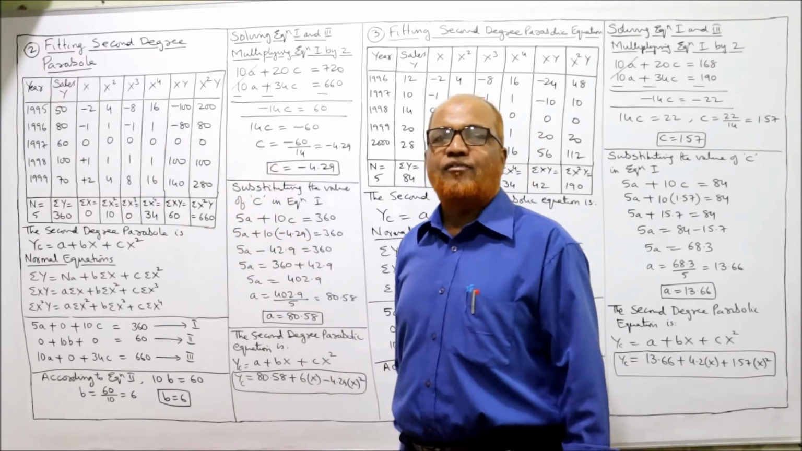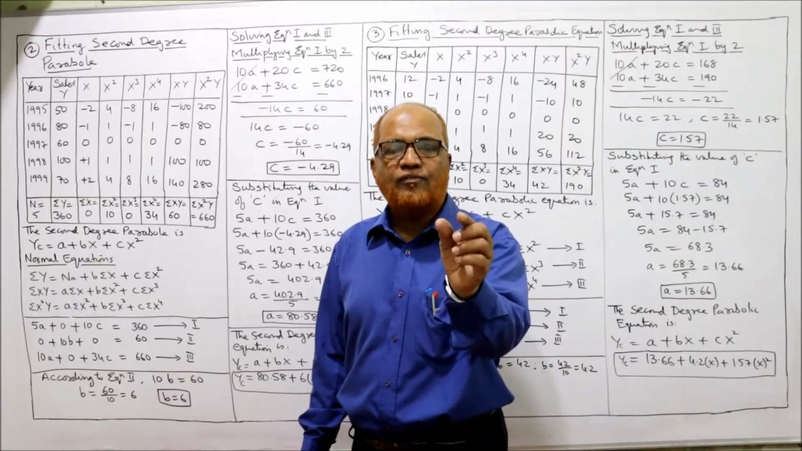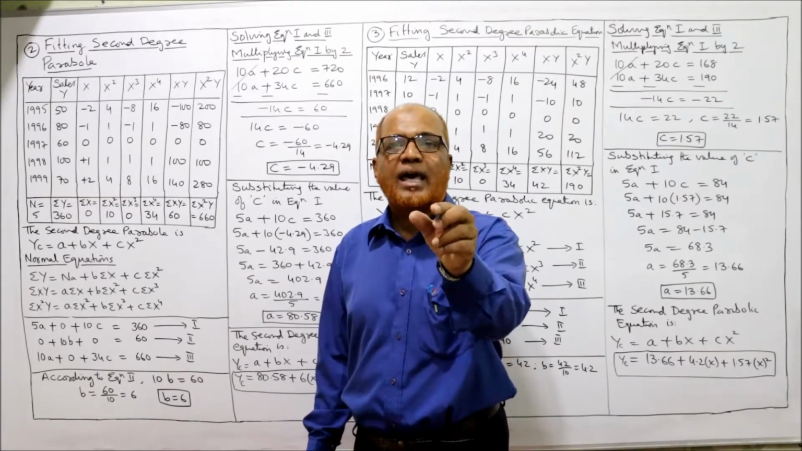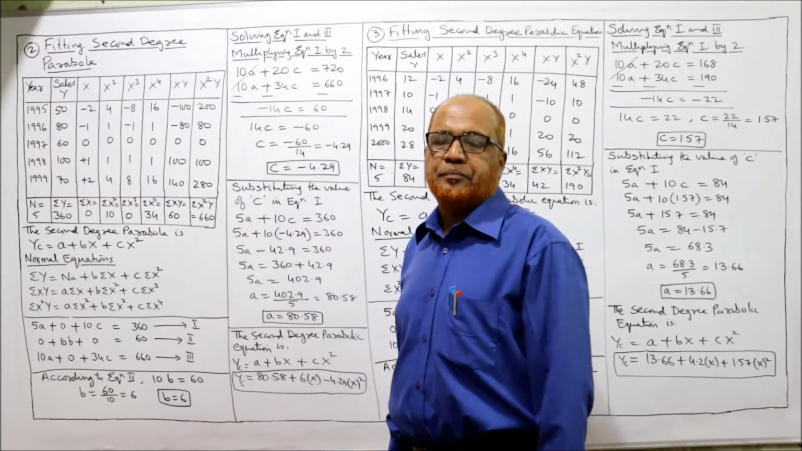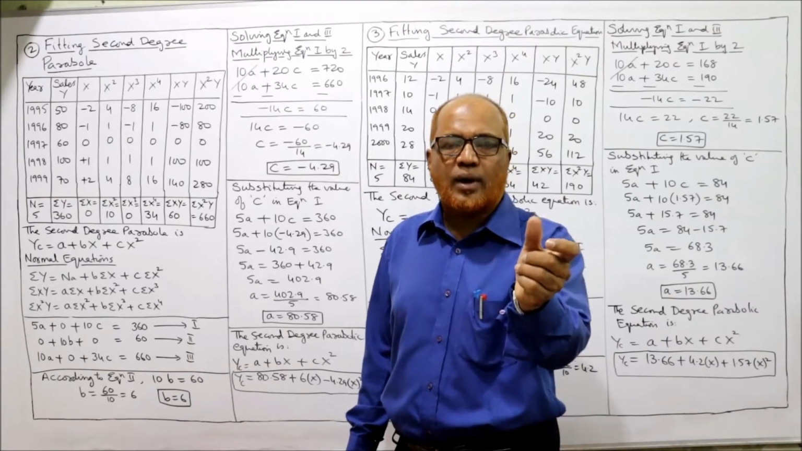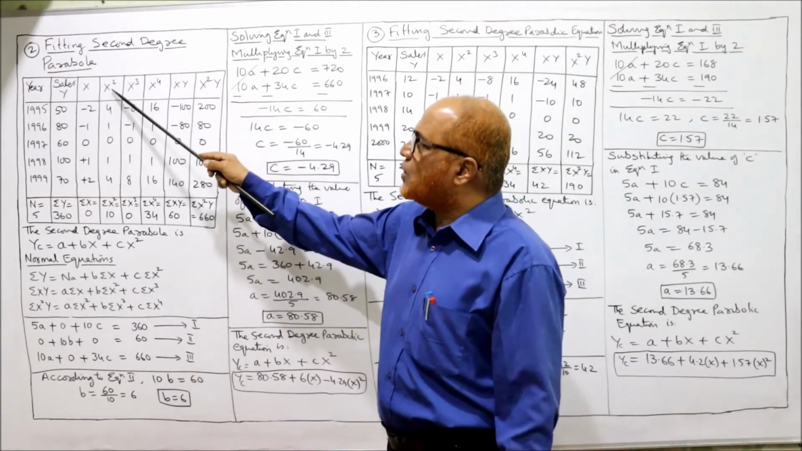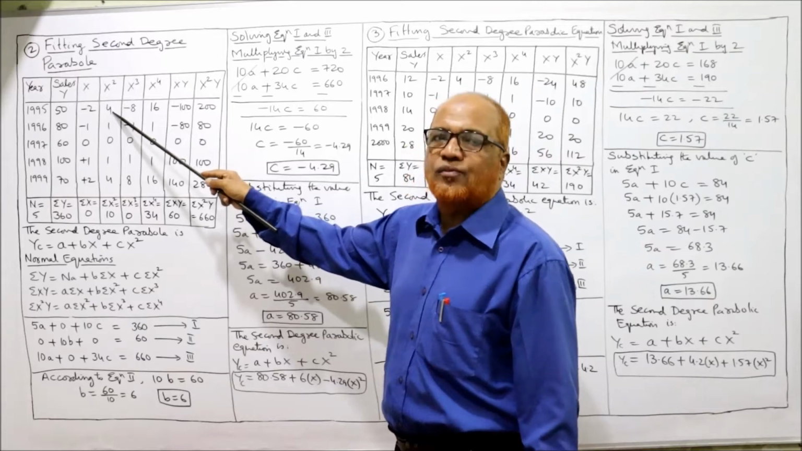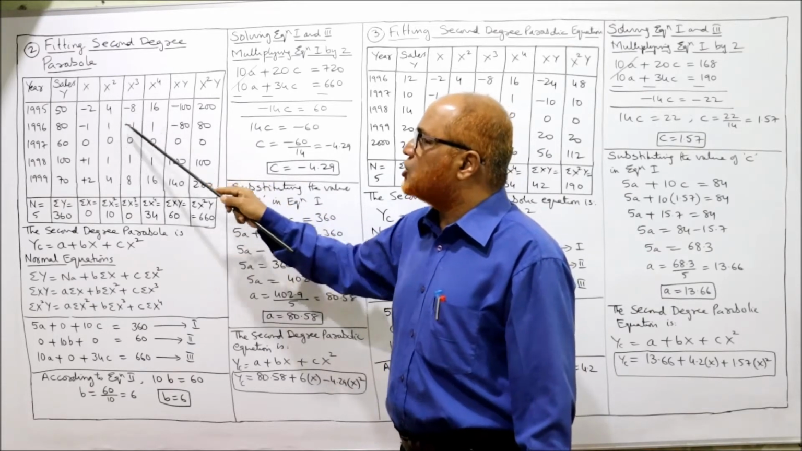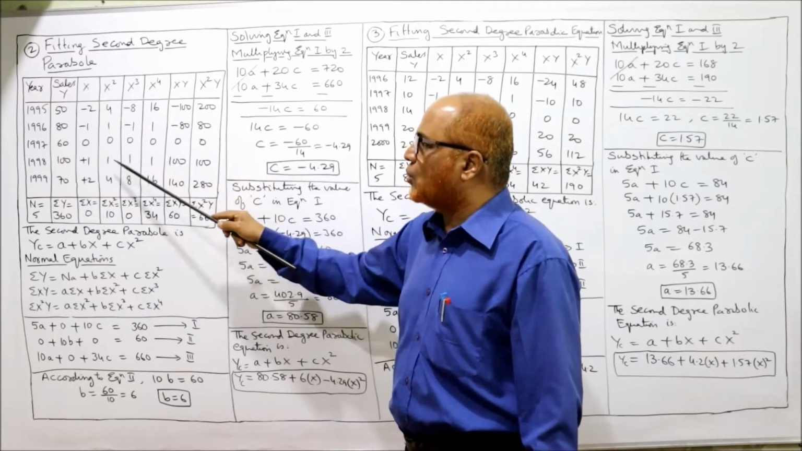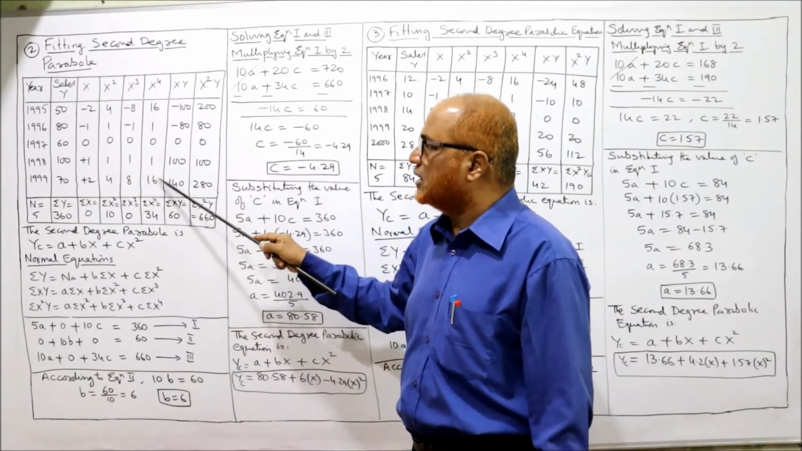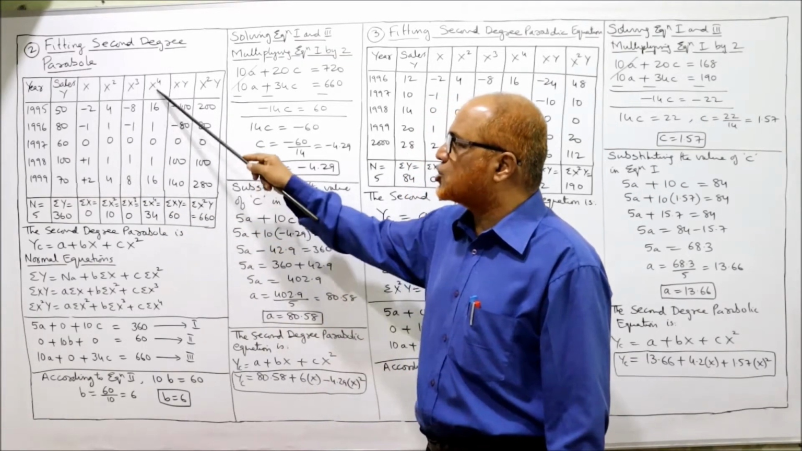Now X to the power of 4, which is X square into X square. X square is 4, 1, 0, 1, 4. So 4 into 4 is 16, 1 into 1 is 1, 0 into 0 is 0, 1 into 1 is 1, 4 4s are 16. So the total of X to the power of 4 is 34.